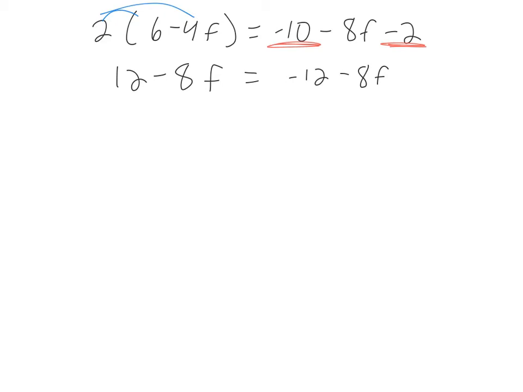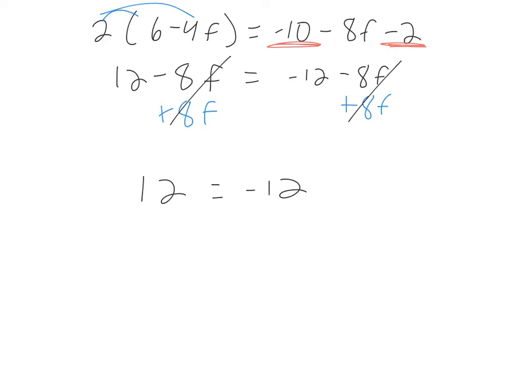Okay, I'm going to collect my 8f's, so I'm going to move them, so I'm going to go plus 8f on both sides. And again, what happens is, those cancel, and I'm left with 12 equals -12. So for both these problems, it helps that I tried to move and collect my variable expressions first and not the constant. Let's move the f first. So I'm left with 12 equals -12, which cannot happen.